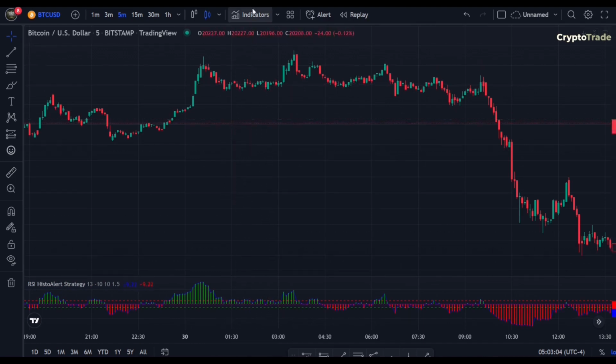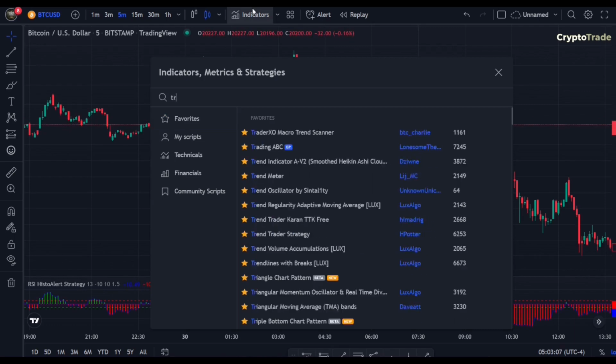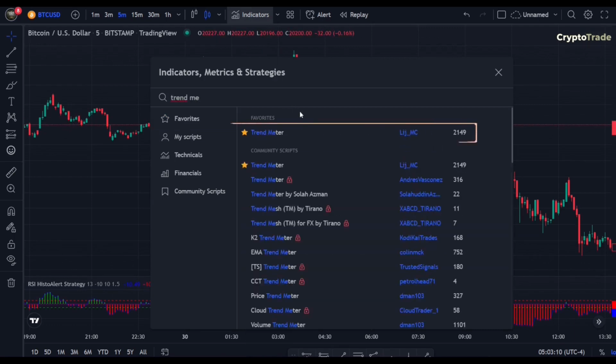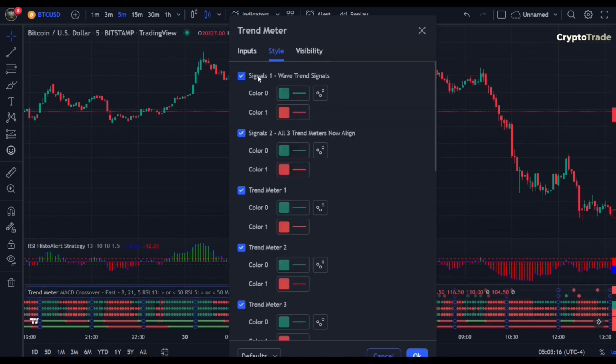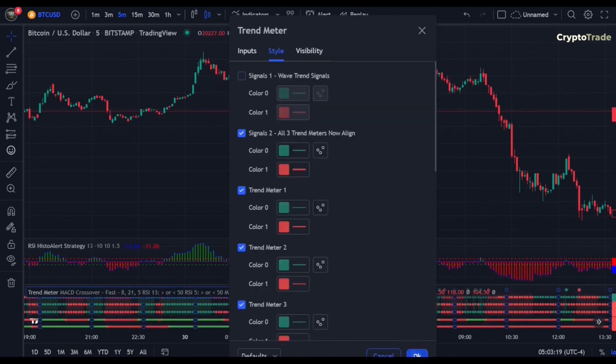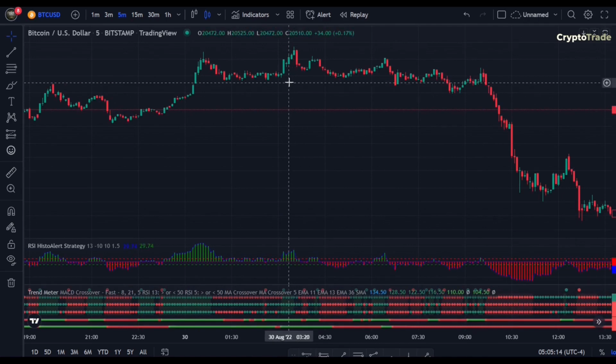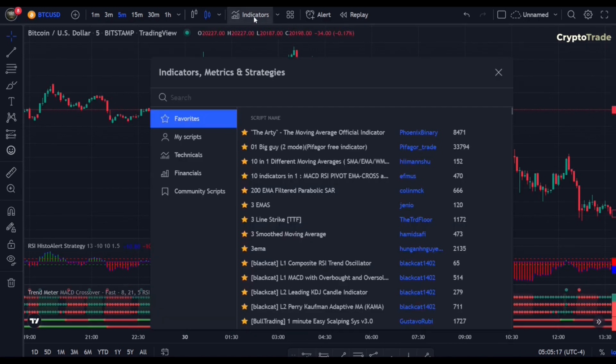To add the second indicator, open the indicator search box again and type trend meter. Select this indicator, as shown here in the video. In Style tab, uncheck the first checkbox. Click OK to finish.